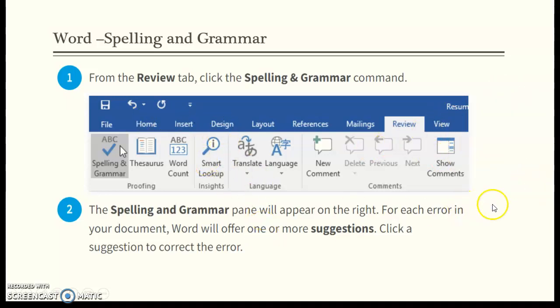So the spelling and grammar, again, there are so many ways to open it up. Right now it's in the Review tab, over on the left corner. In the newest versions of Microsoft Office, it's under Editor, and that will turn on the spelling and grammar check window, with the pane open on the right-hand side.